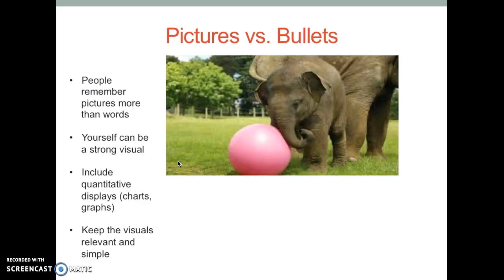And that being said, as the presenter, you can be as strong a visual as all of them. With your body language, your choice of speech, it all plays into your presentation. When you start using pictures and bullets, you want it to be quantitative displays, so there'll be charts and graphs, that way people can see actual numbers and actual facts. And whatever images you do choose, you want them to be obviously relevant and simple to the presentation.